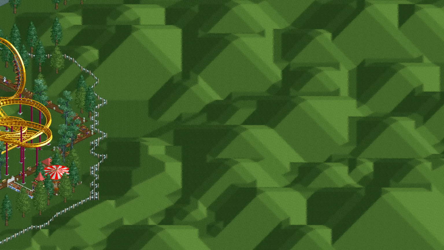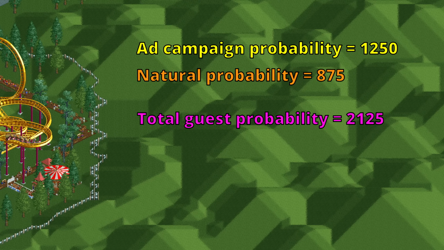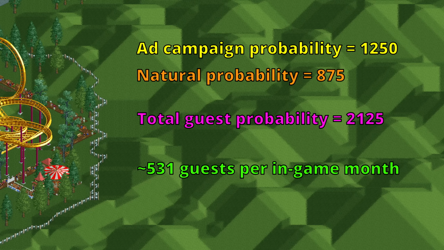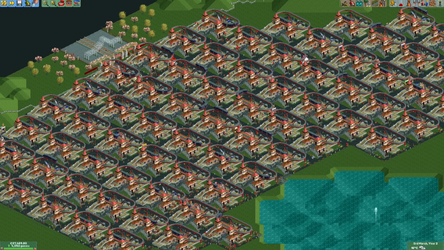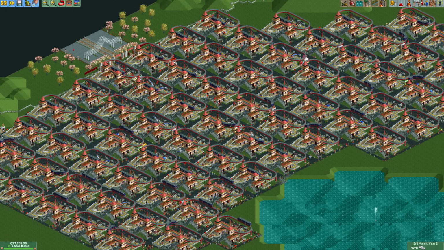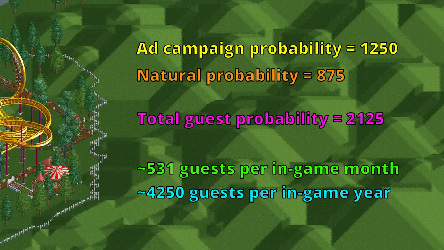In a more realistic scenario of only charging for the entrance and having 1 positive award active at a time, this spawns an average of 531 guests a month, or about 4,250 a year. This is in line with my record of getting slightly more than 4,000 guests in 1 year when starting from scratch. Keep in mind that 2,500, which is more than half of these 4,250 guests, come from the ad campaigns. This shows once again how immensely powerful advertisement campaigns are.